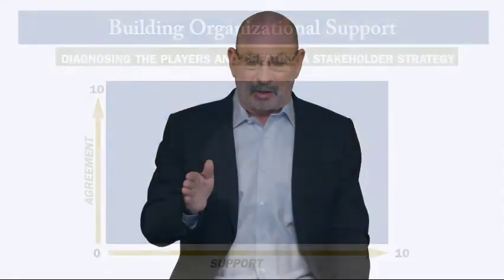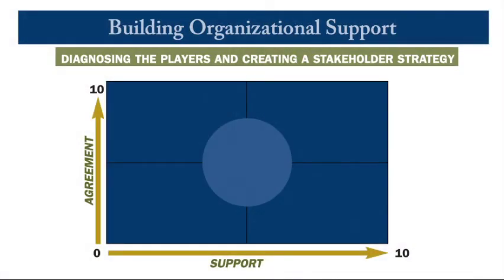So when you look at stakeholder management, step one is to identify who those players are. The second point is to plot those players on a grid. And there's really two axes we're talking about. Number one, those people that support you. The second axis is to what degree people agree with you.